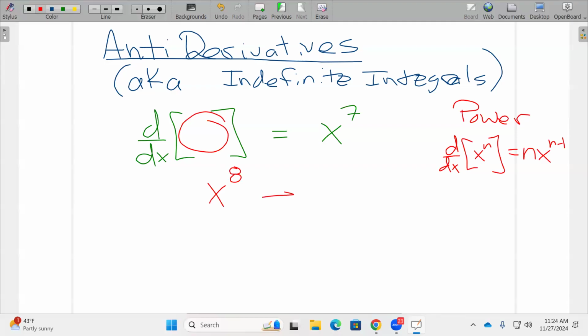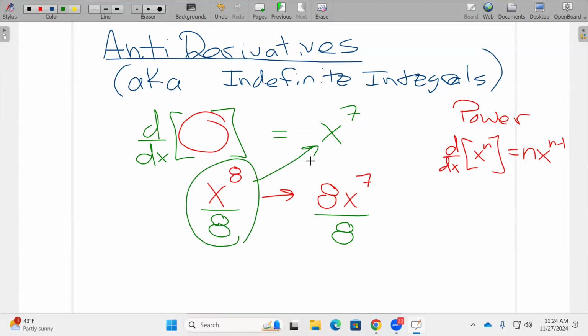When I take the derivative of x to the 8th directly, don't I get 8x to the 7th? Yeah. So I'm a little off. I don't want that 8 to be there. How do I get rid of a multiple of 8? I would divide by 8. So if I divide by 8 over here, then this function should have the derivative I want.